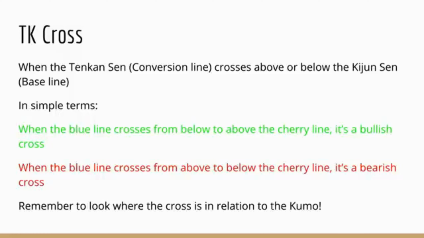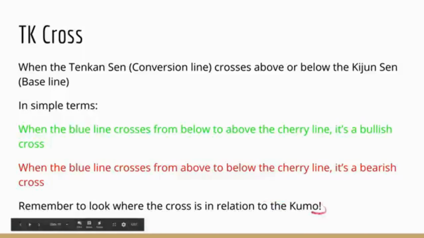This is one of the most textbook Ichimoku things that exists. And the TK cross is simply when the Tenkan-sen, the conversion line, crosses above or below the Kijun-sen, right? And so whether that's bullish or bearish depends on which way it crosses, obviously. So when the blue line crosses from below to above the cherry line, it's a bullish cross. So if the Tenkan is below the Kijun and it breaks up above it, that's bullish. And then obviously the opposite is true. So if your Tenkan is above the Kijun and then it crosses below it, that's a bearish cross.